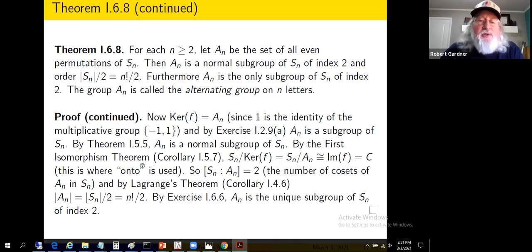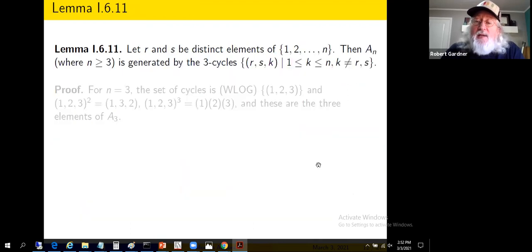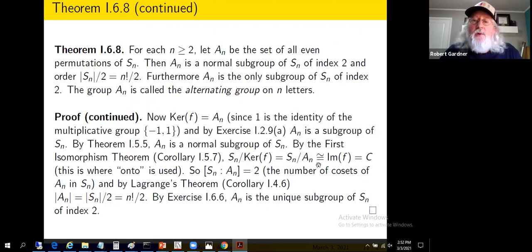The first isomorphism theorem tells us if we take a group, mod the kernel of a homomorphism, that quotient group is isomorphic to the image of the homomorphism. First isomorphism theorem. Told you we'd use that one a little bit more than the others. Well, the kernel of F, we just argued, was A sub n. So what we've got is S sub n mod A sub n is isomorphic to the image of F, which was an onto mapping. The image was that entire group C.